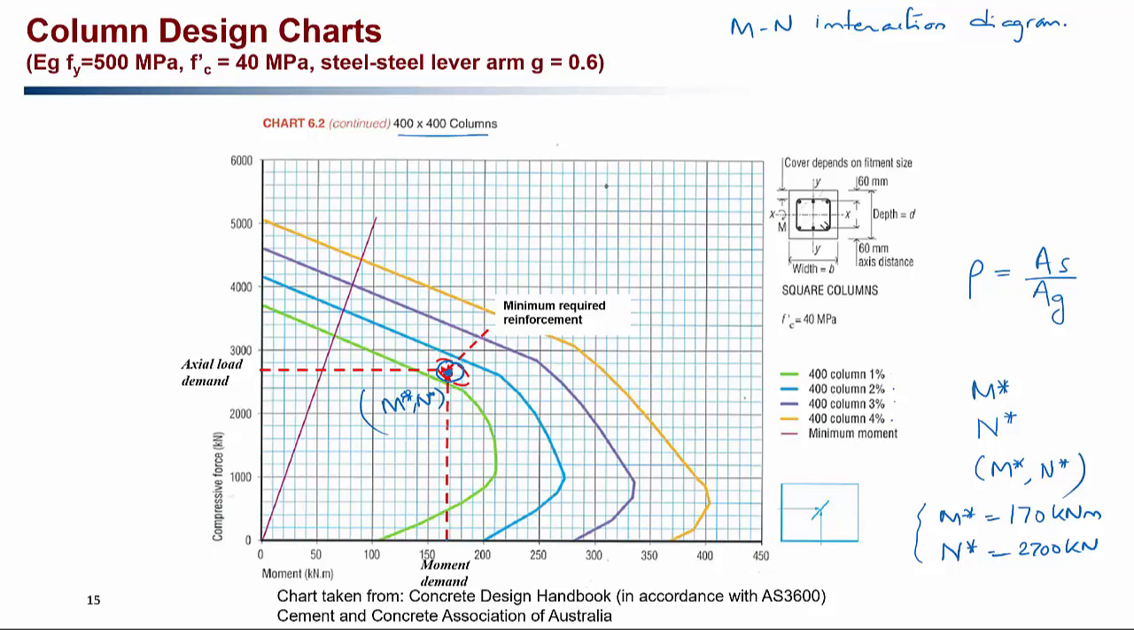Now we know from the design charts that this green one is for 1% reinforcement. So that 1% reinforcement is not adequate because this would fall outside that. So we need at least the blue chart, either 2% or slightly less than 2%. So we exactly know what reinforcement is needed in this case. If you provide 2% of reinforcement, then your column can take that M star N star force and moment.